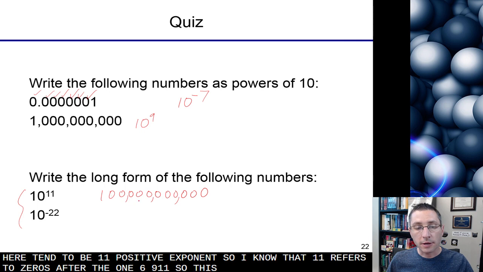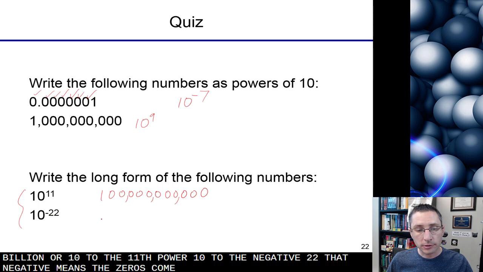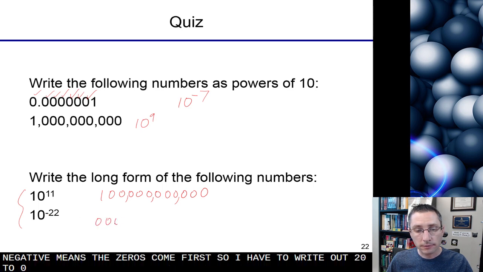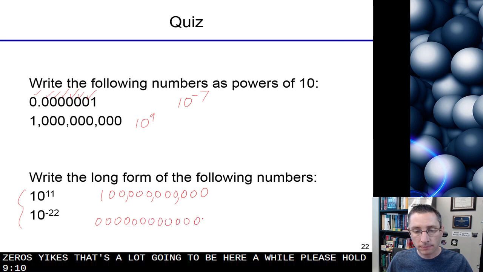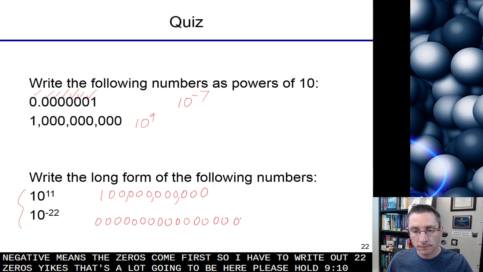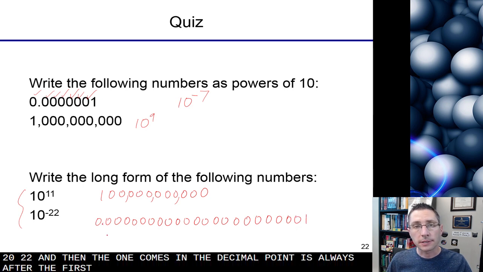So this represents 100 billion, or 10 to the 11th power. 10 to the -22, that negative means the zeros come first, so I have to write out 22 zeros. Yikes, that's a lot. I'm going to be here a while. Please hold. 9, 10, 20, 22, and then the 1 comes. And the decimal point is always after the first 0.